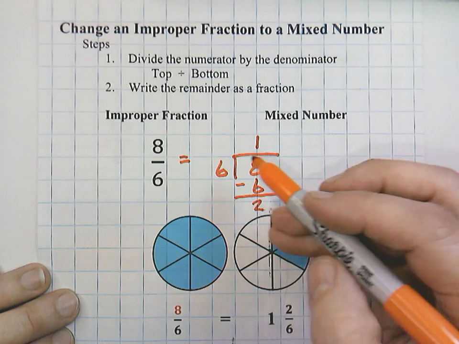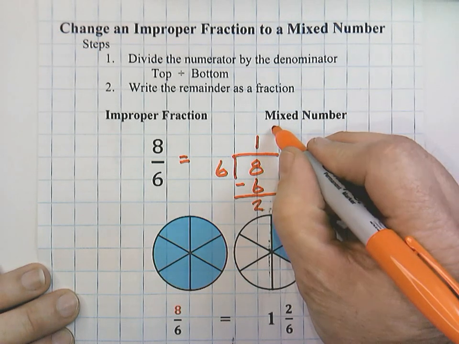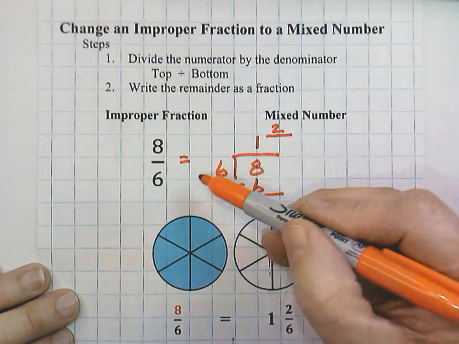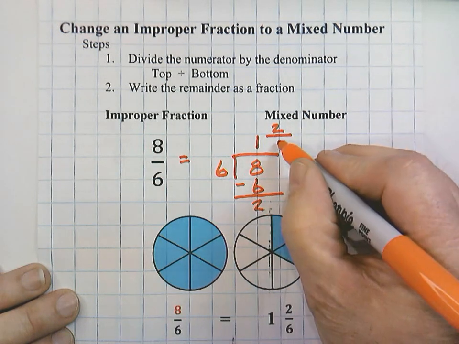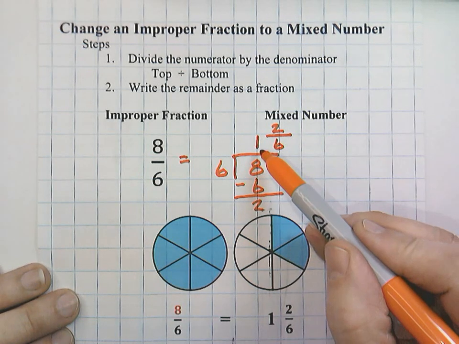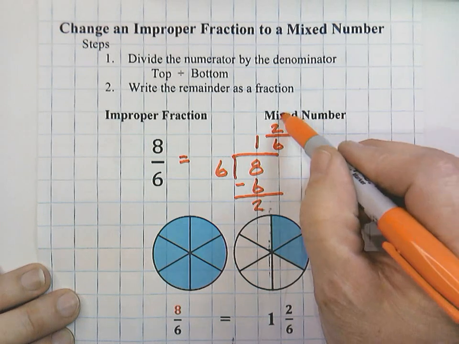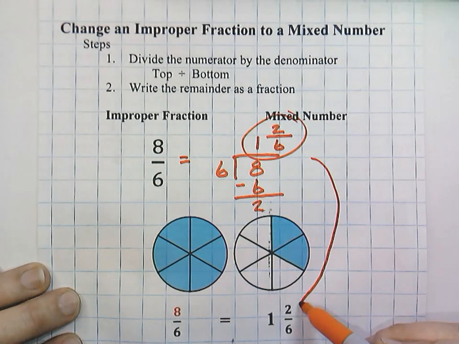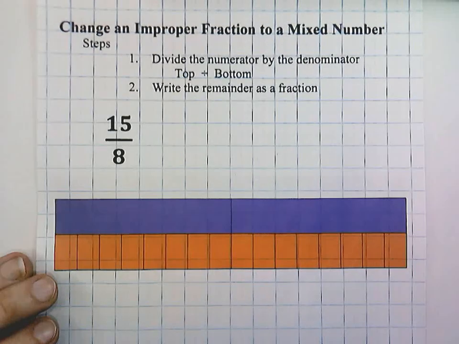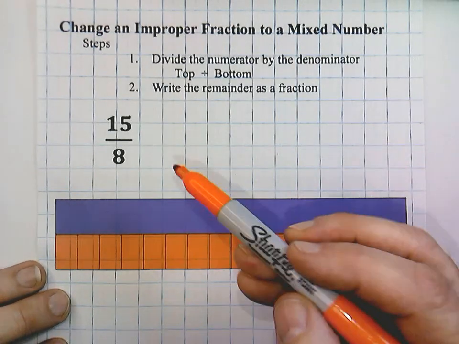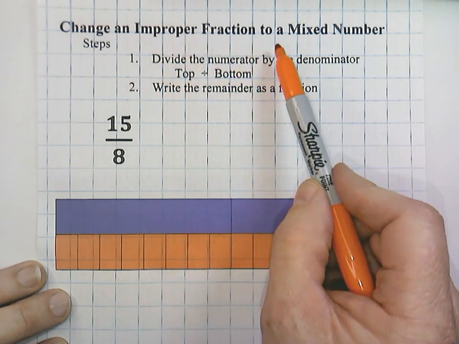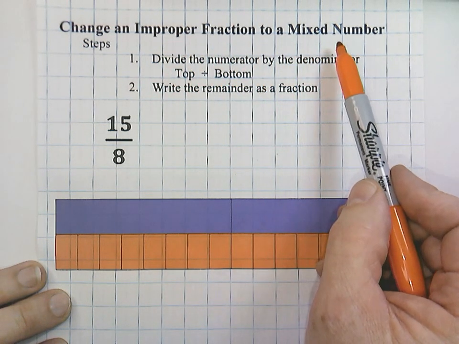But because we're dealing with fractions, we need to write this as a fraction. So I'm going to put that on top, draw my fraction bar. Our denominator in this case would be 6. So our mixed number is 1 and 2/6. And you can see that matches exactly what we said on our model on the previous page. Let's try another one. 15/8, and our job is to change this from an improper fraction to a mixed number.